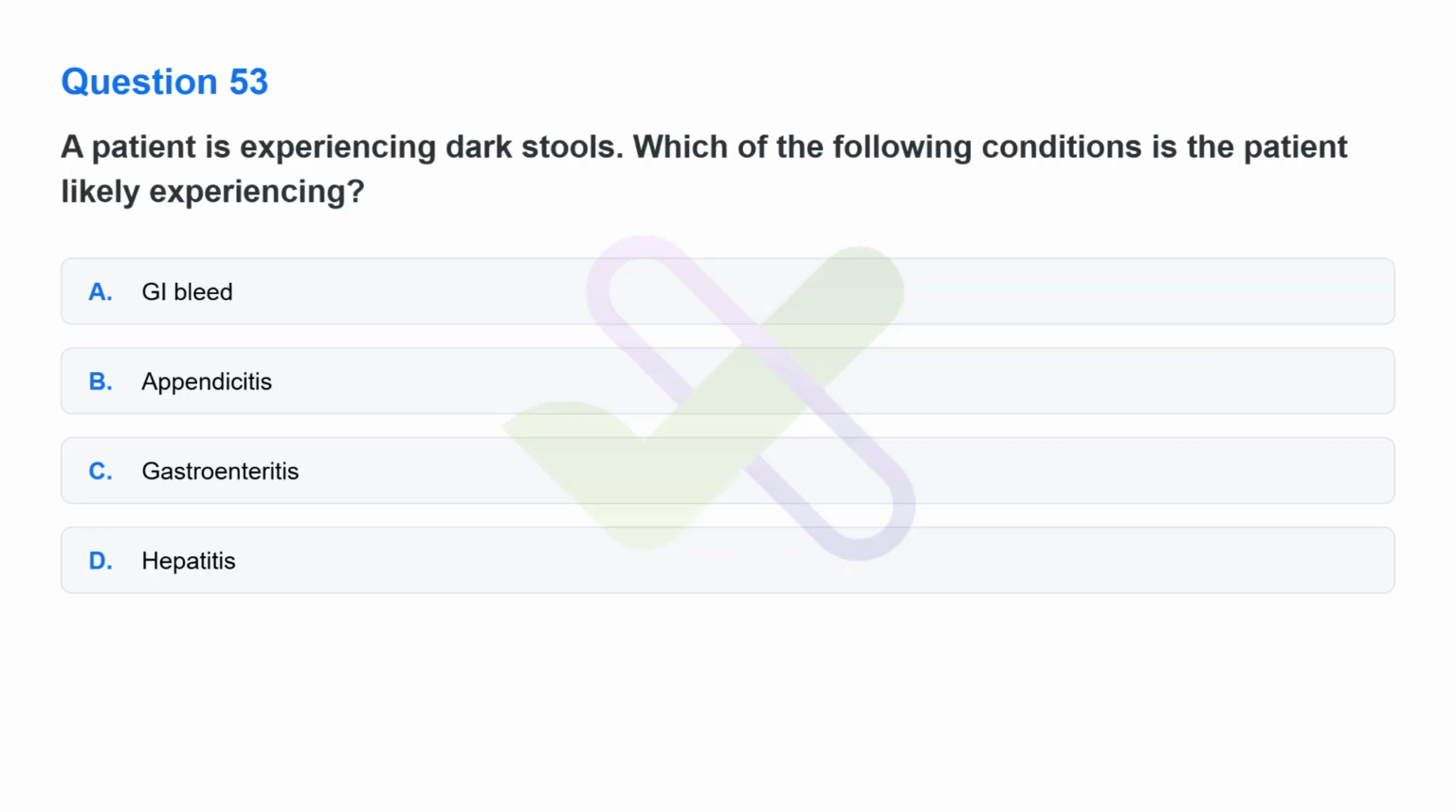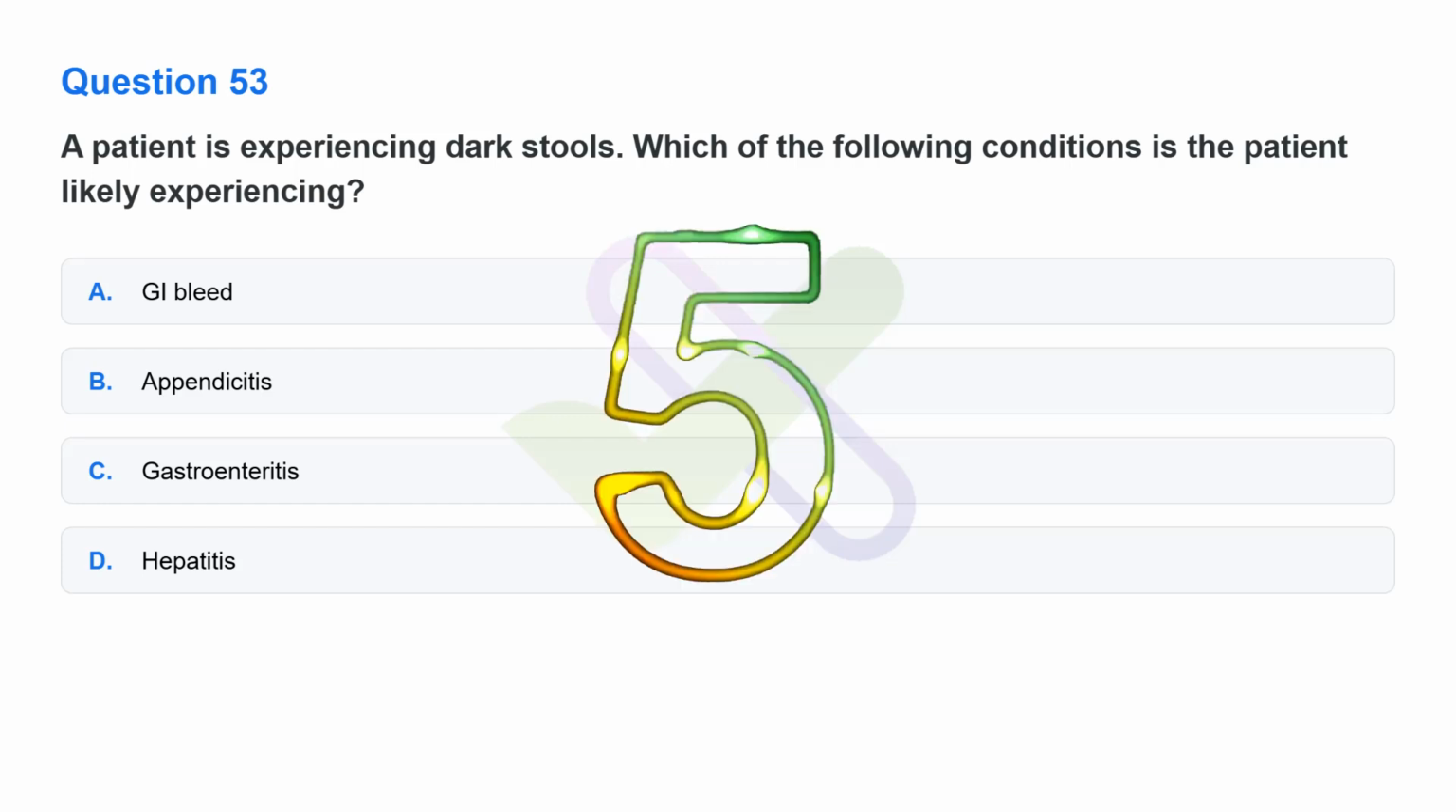A patient is experiencing dark stools. Which of the following conditions is the patient likely experiencing? A, A GI bleed. B, Appendicitis. C, Gastroenteritis. D, Hepatitis.